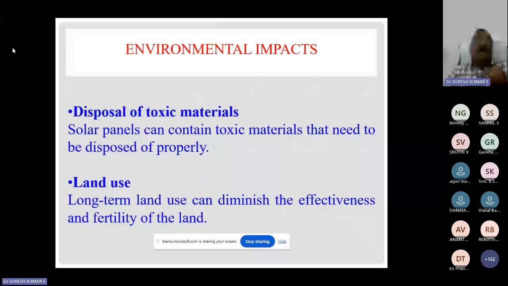Next is land use. Long-term land use can diminish the effectiveness and fertility of the land. As I told earlier, the lifetime of a solar panel is around 30 to 40 years. Nowadays, up to 40 years return on investment time. So for 40 years continuously we are installing a panel. Somewhere around 40 years, the effectiveness and fertility of the land will change. Even after decommissioning, we can't use that land. That will be almost a wasteland.